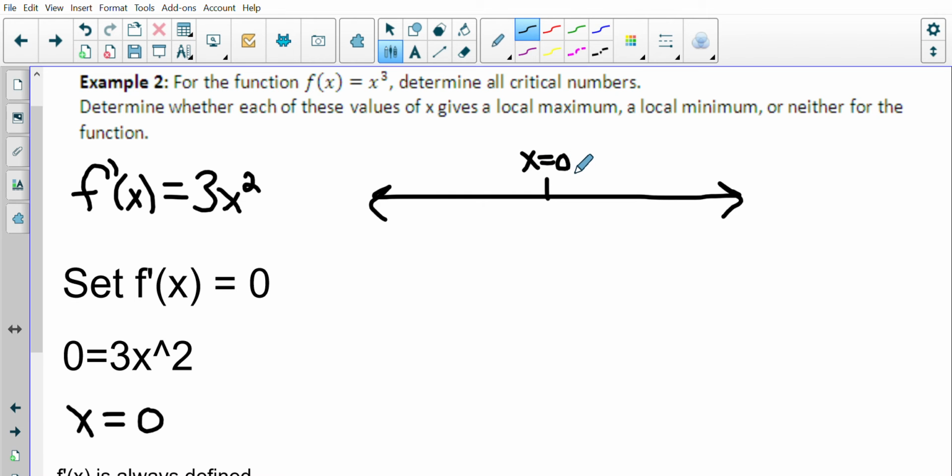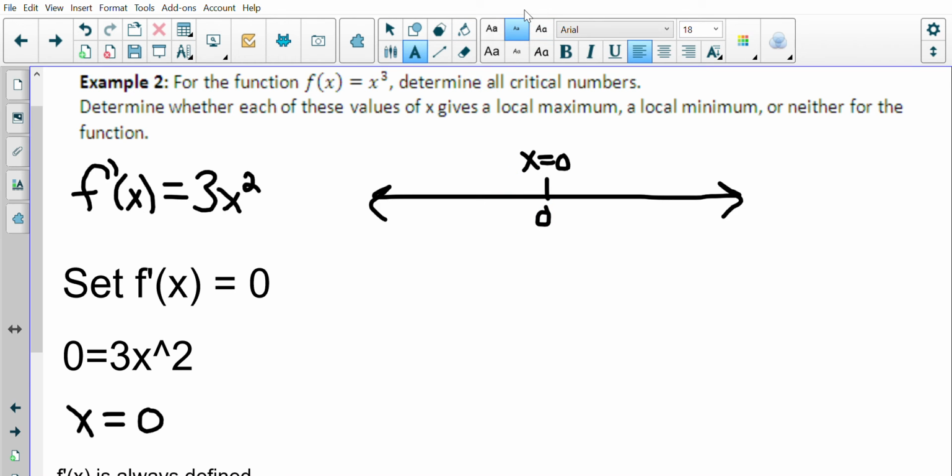Our derivative is equal to 0 at that spot, and so I'm worried about two different intervals: x is less than 0, and x is greater than 0. Now I'm going to test out my derivative. My derivative is just 3x squared. So I put a negative number in there, like negative 1. Negative 1 squared is 1, times 3 is positive. And so my derivative is positive there.